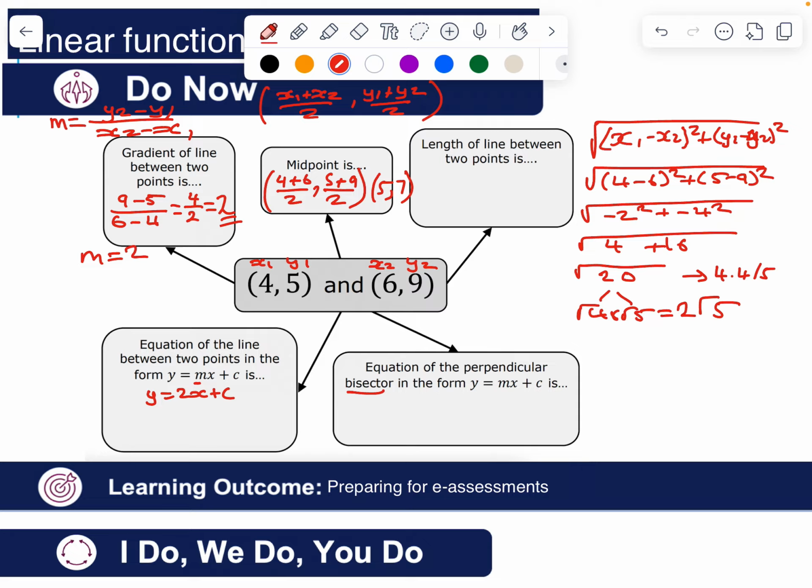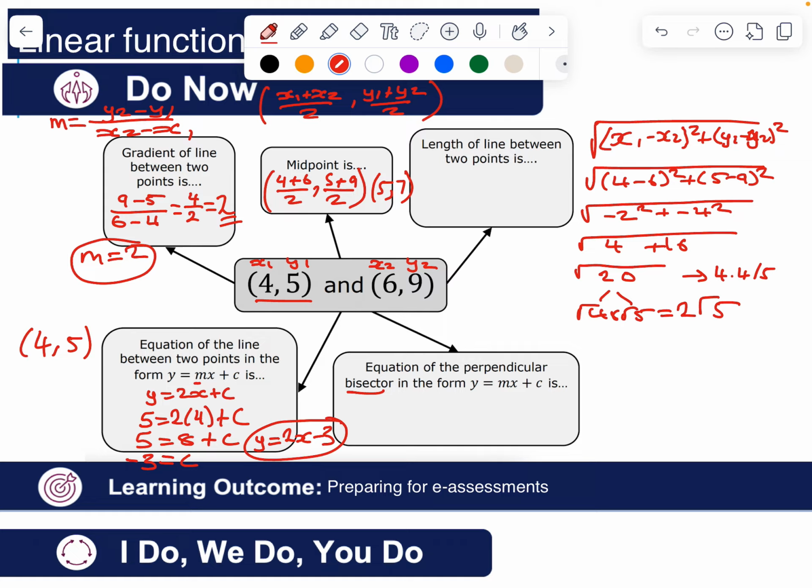Right, now the equation of a line. Now we already know what the gradient is, 2. All I'm going to do is put one of these points in. So I'm just going to pick the first point. So we've got x is 4 and y is 5. I need this point to work out what c is, which is the y-intercept. So 5 equals 2 times 4 plus c. So 5 equals 8 plus c. So if you subtract 8 from both sides, that is going to get you negative 3. So don't forget to write the equation, y equals 2x minus 3.